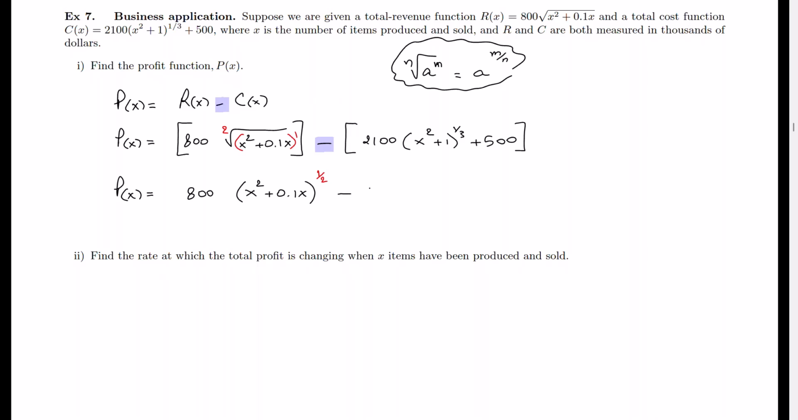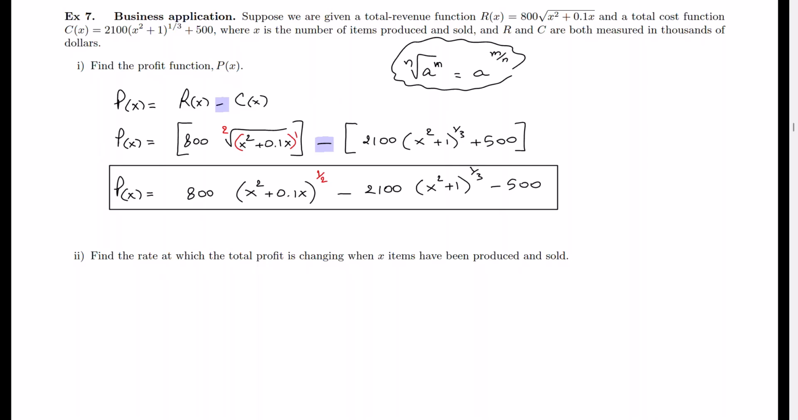Then I have to give the negative to the 2100, x squared plus 1 with power 1/3. Then finally, the negative goes to the 500. And that's my profit equation, all nice and ready for any derivatives that I might need to find.